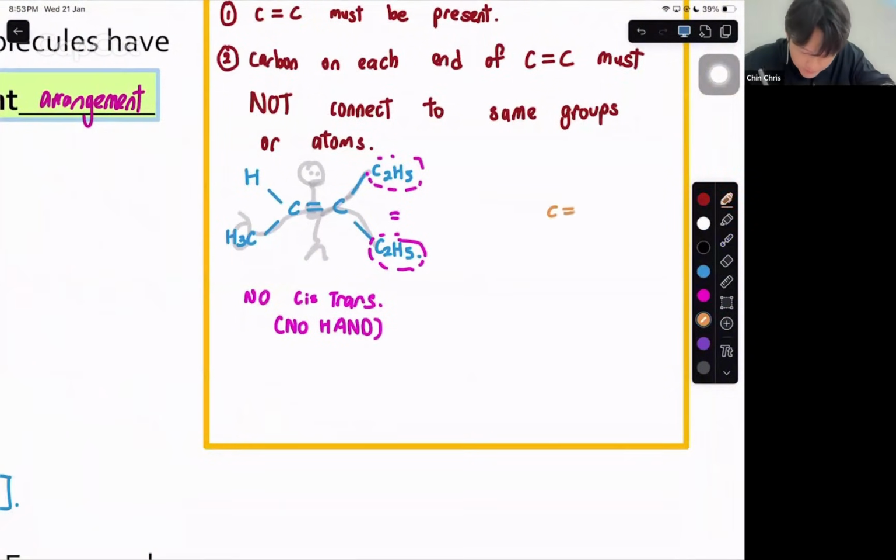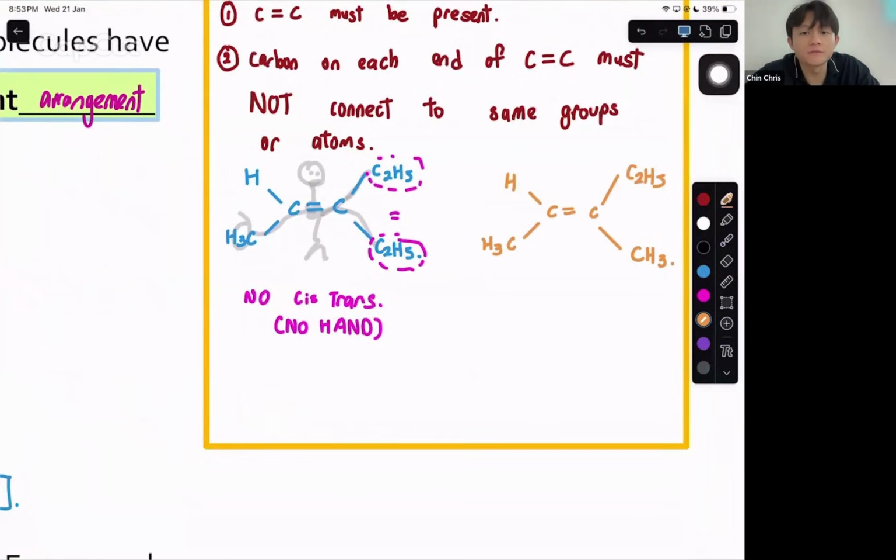Let's draw this. All right, guys, look at this. Can it show a cis trans or not? Please try to answer my question. Yeah, this will prompt you to think further. Would it show a cis trans? Yes or no? All right, guys, the answer is this does show a cis trans.